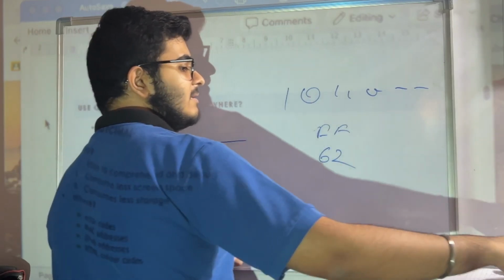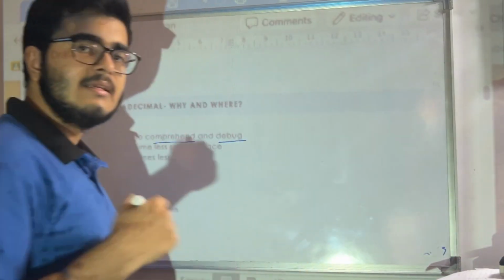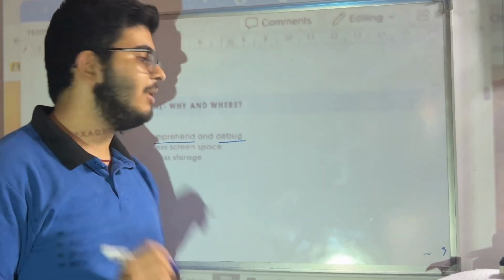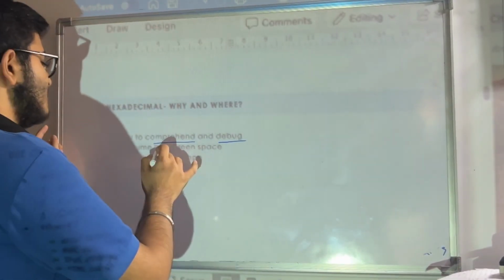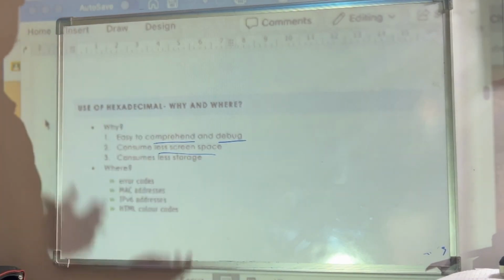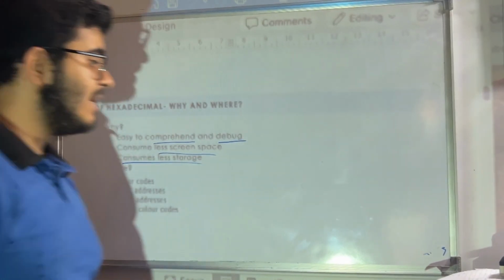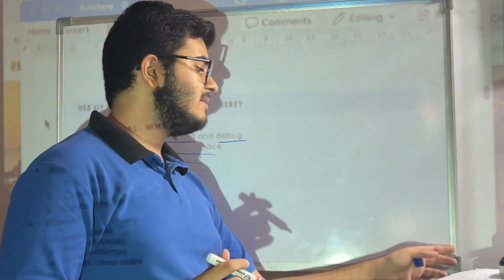You know, this is a shorter representation. So it is easier for human beings to understand and find errors at the same time. Then it consumes less screen space, which is obvious, right? It's a shorter representation, so it will consume less screen space. And then we have consumes less storage. Obviously, because I have less amount of digits, so it will consume less storage.